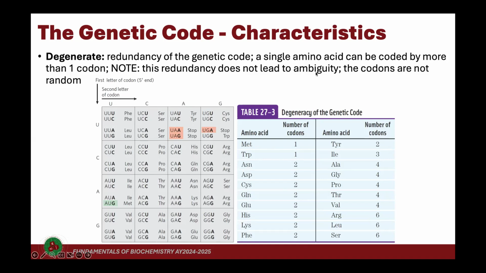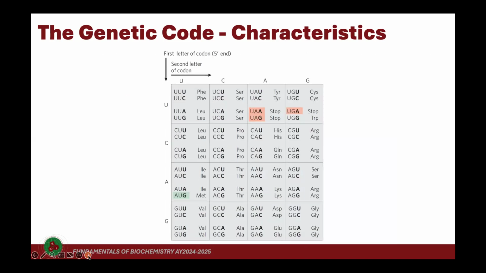This redundancy does not lead to ambiguity. The codons are not random. Again, this has been optimized through billions of years of evolution. Okay? If you notice in your genetic code, most of the codons that are translated to the same amino acid differ only at the third letter. For example, for phenylalanine, they differ at the third position. One is U, one is C.